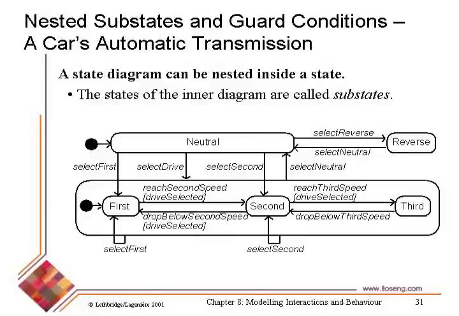And a guard condition basically says we're only going to take this transition in response to the event if this condition is true. So we're only going to go into second if the automobile driver has actually selected drive. Because on an automatic transmission, you've got neutral, drive, and then you've got 1, 2 in most cars.